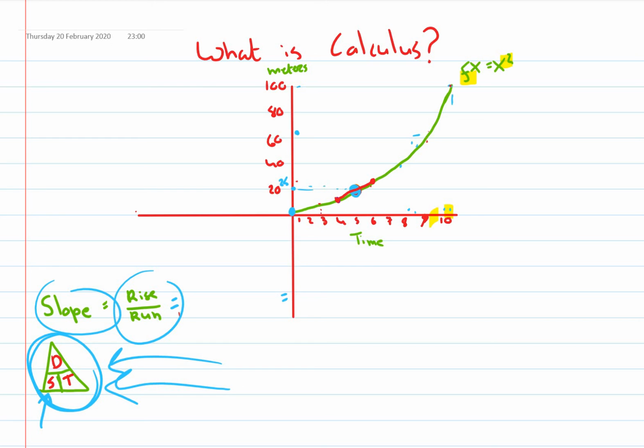In calculus, we will come up with a way of finding out what his exact speed is there. Or another way of saying it, we will come up with a way of finding the exact slope of that tangent to that curve at that exact point. Okay, that's calculus. The next video will show you how.